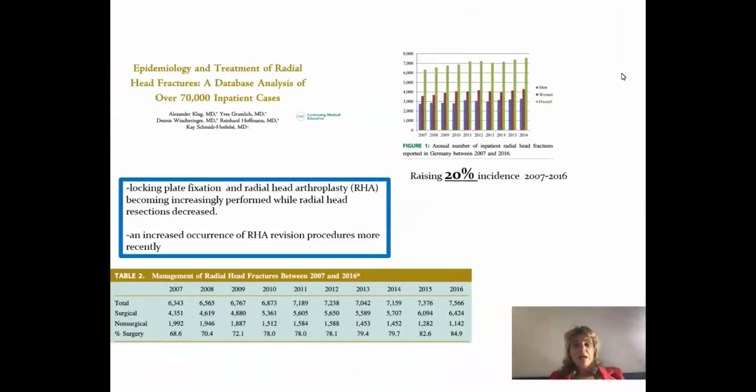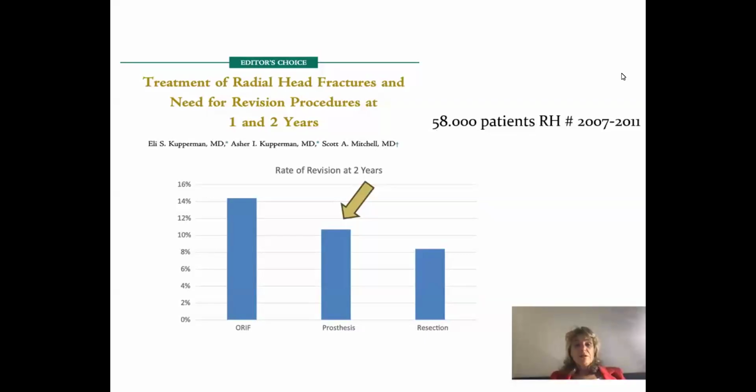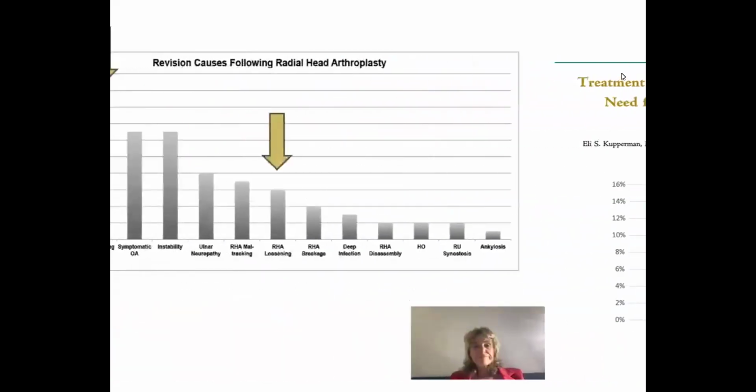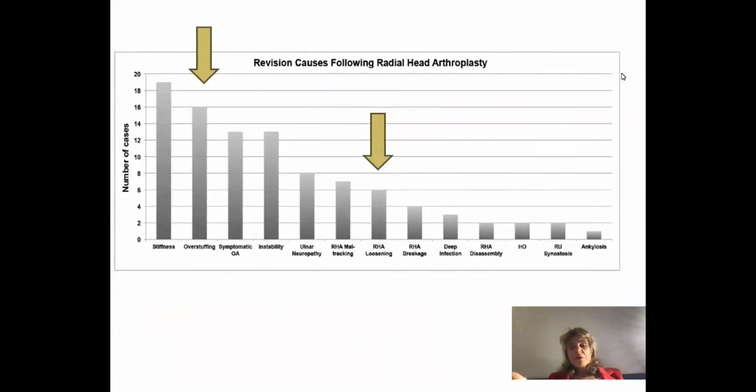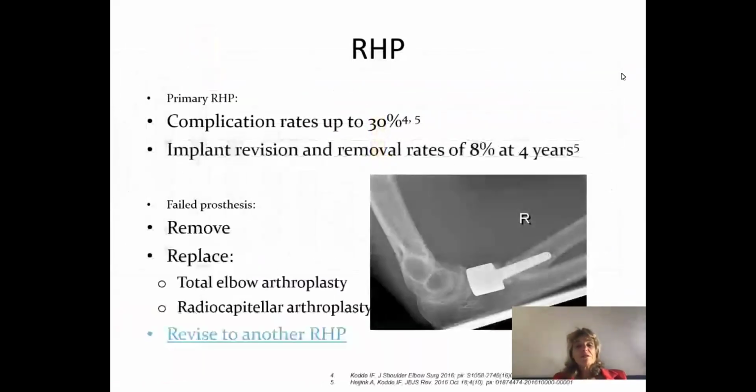If you look at the numbers of radial heads placed, they are increasing. So are the numbers of revisions. If you look at the numbers over the last years, it's definitely increasing between 2007 and 2011. And the most important question is, what is the reason for revision? If you look at the brown arrows, it's sometimes overstuffing, and that is a technical failure that is surgeon-based. Sometimes it's early loosening or instability, and that might be surgeon-based as well. And realize that the complication rate of a radial head prosthesis is up to 30%, so it is not a very forgiving implant.